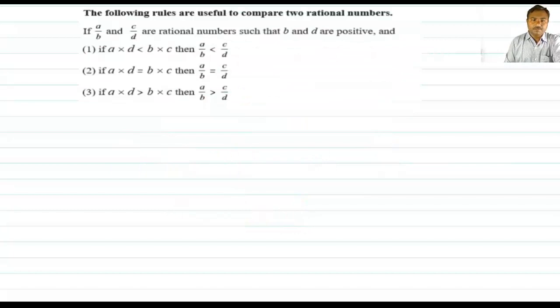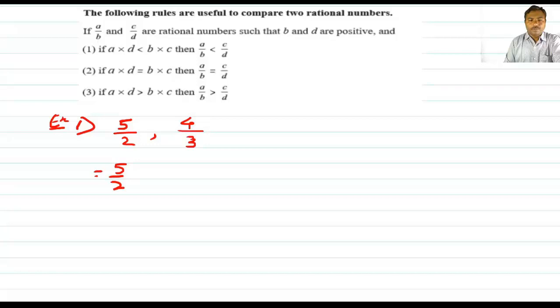To compare rational numbers, there are some rules. The following rules are useful to compare two rational numbers. If A upon B and C upon D are rational numbers such that A and B are positive, and if A multiplied by D is less than B multiplied by C, then A upon B is less than C upon D. For example, 5 upon 2 and 4 upon 3. Here 5 upon 2 means A upon B. Second, 4 upon 3 means C upon D.